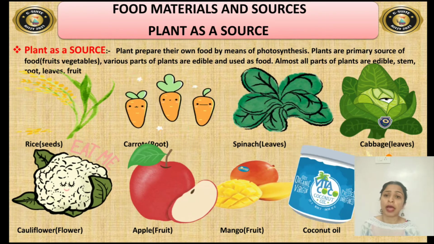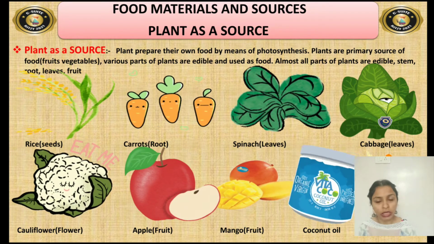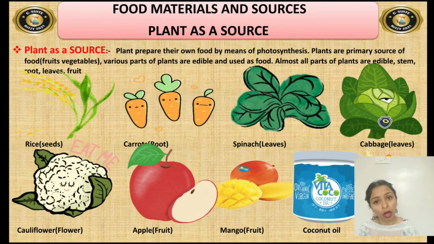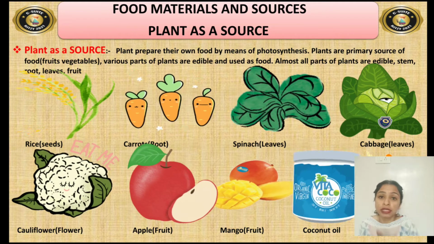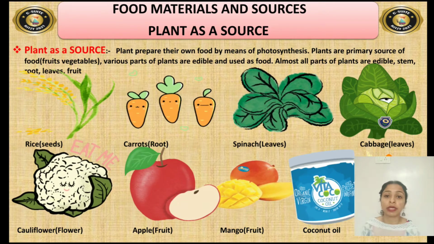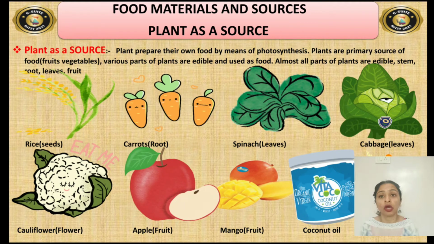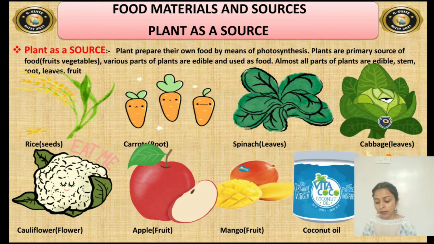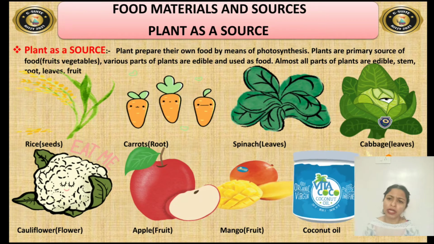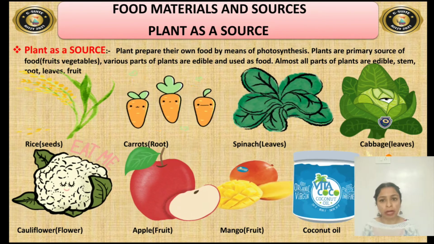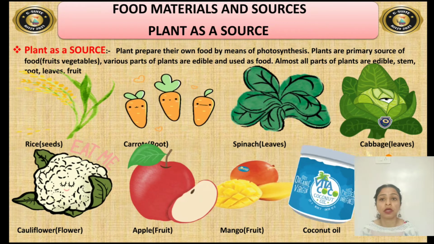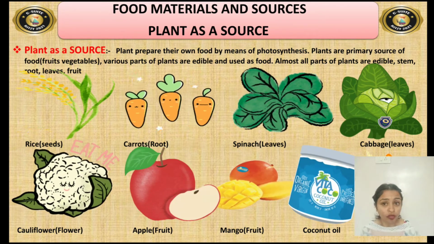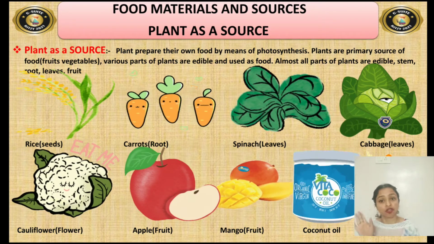Rice, maize, and wheat are all examples of cereals, and they are rich in carbohydrates. Next, plants give us pulses also. Kidney beans, Bengal gram, urad dal, that is black gram, then we have pigeon pea. All these are the pulses that we get from plants. They are rich in proteins, and cereals are rich in carbohydrates.